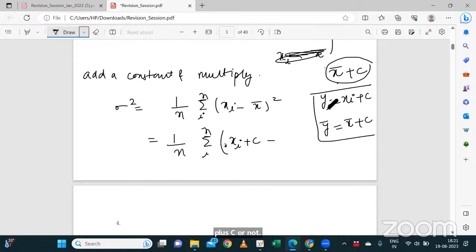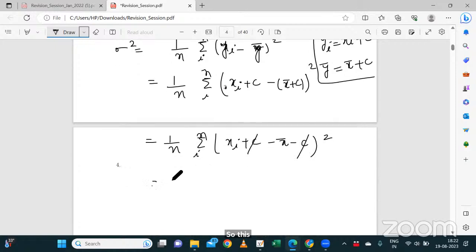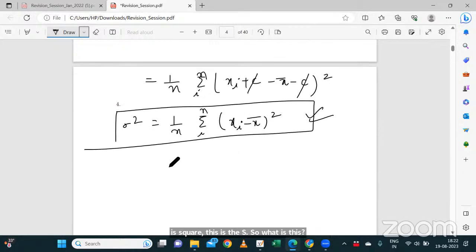You can treat y as the new observations. Let me denote yi minus y bar; I'm going to see the effect of adding a constant to my old observations. Y bar is nothing but x bar plus c. So it will be the summation i equals 1 to n of (xi plus c minus x bar minus c) whole square. The c will get cancelled out, so I get the summation of (xi minus x bar) square. This is sigma square, the same old variance. So adding a constant to all the observations does not affect the variance; the new variance is the same as the old variance.